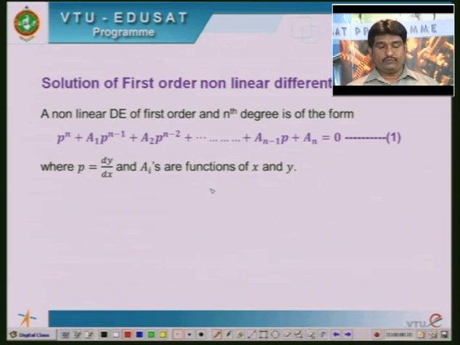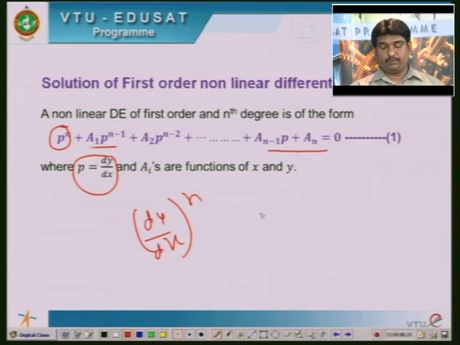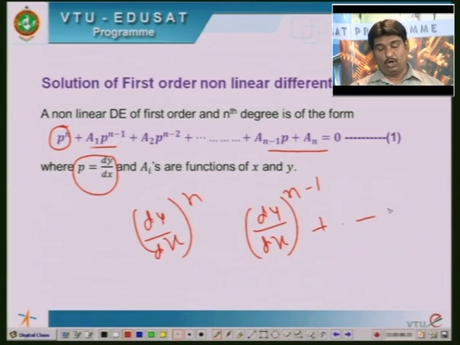Now I have an equation of the form p to the power of n plus a1 into p to the power of n minus 1 plus a2 into p to the power of n minus 2 and so on, plus p plus an equals 0, where p stands for dy by dx and ai's are functions of x and y. So definitely this is a non-linear differential equation. Two reasons. Reason number 1, terms like p to the power of n, p to the power of n minus 1: the degree of these terms is not 1. It's like dy by dx whole to the power of n, next dy by dx whole to the power of n minus 1, and so on.